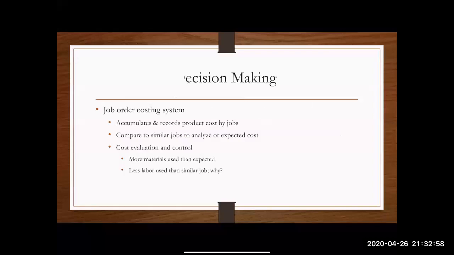Moving on. All right, so decision making can also be used by service businesses, like oil changing businesses. That's what I meant. So they could be used by service companies, just like that. Similar to a manufacturing company, they accumulate and record costs by jobs. You can compare them to see why one job is more expensive than another. You can also use it for cost evaluation and control. So why were more materials used? Why was less labor used or more labor used? And so forth and so on.